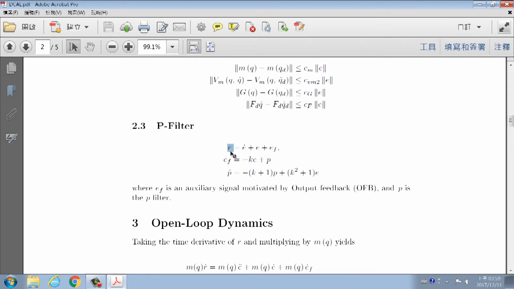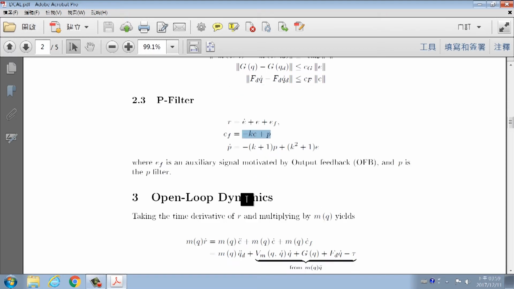We also define the r signal. It's different from the filtered tracking error. The r defined here is e dot plus e plus ef, and ef is a signal defined as this. It's a function of the P filter, P here. So you can see that ef is an auxiliary signal motivated by output feedback control, and P is the P filter.